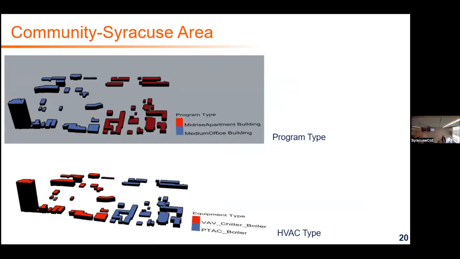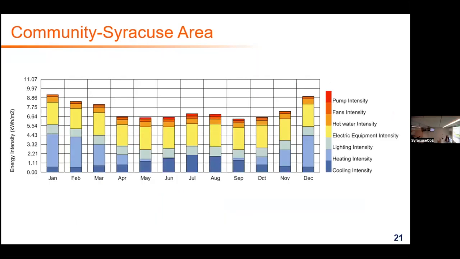And then I just set two different types of building program. For the left part is the office building. For the right part is the apartment building type. And also I set two different types of HVAC system. For the left part is just the VAV chiller boiler. And for the right part is the PTAC boiler. And based on that, we can get the whole trend of energy consumption throughout the whole year. It will include the pump intensity, gas intensity, cooling, heating, and electrical equipment intensity.